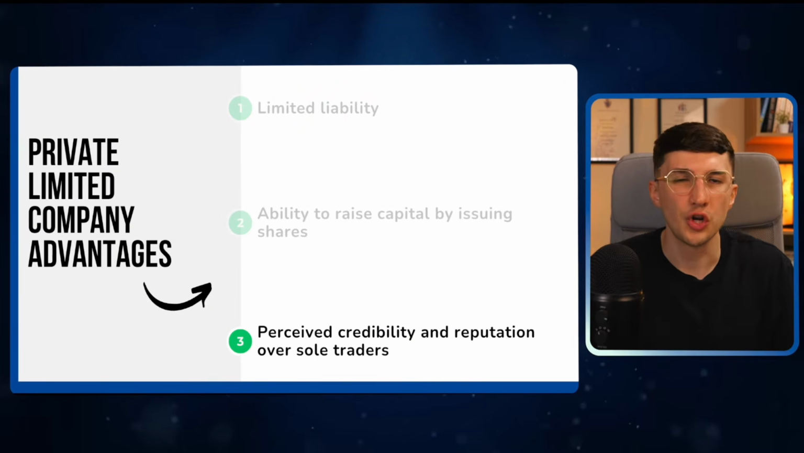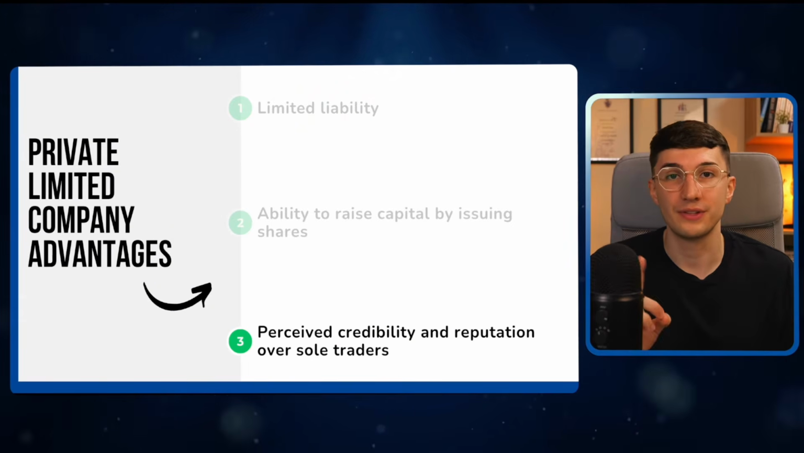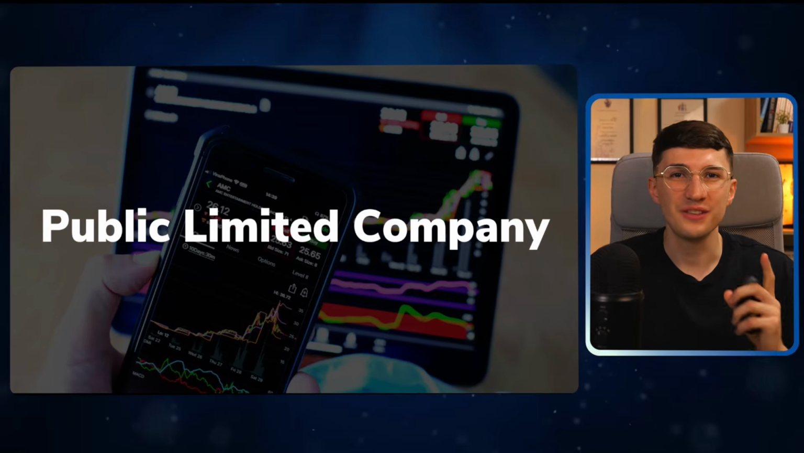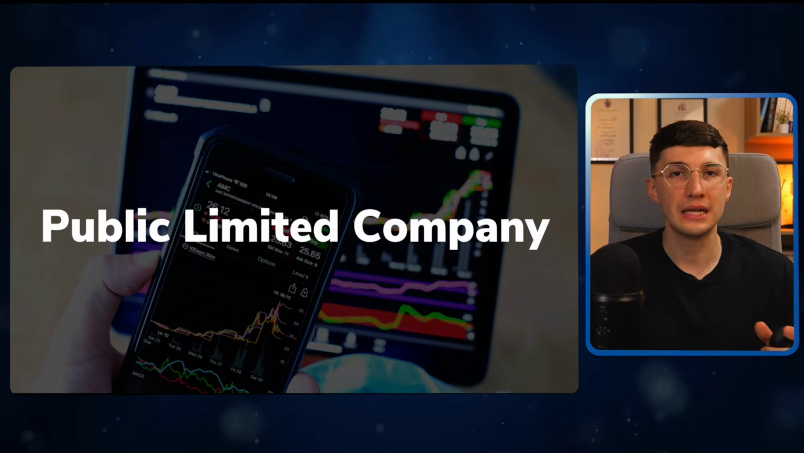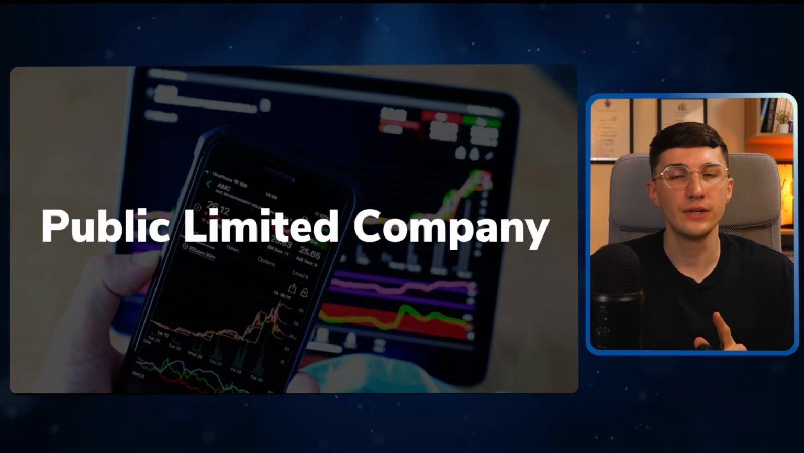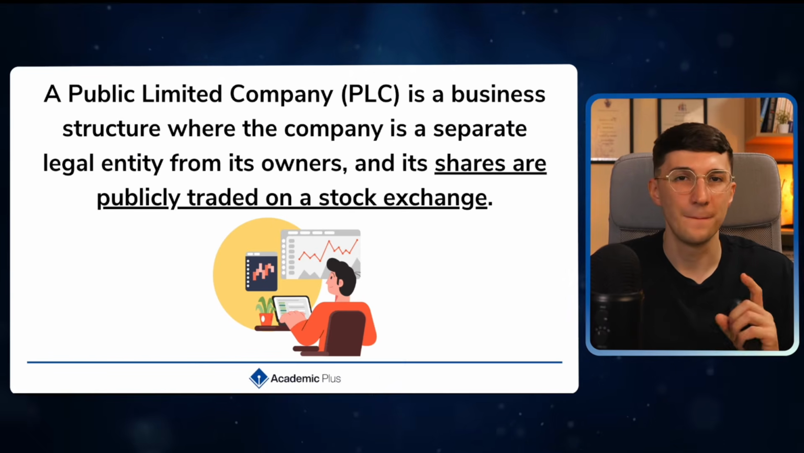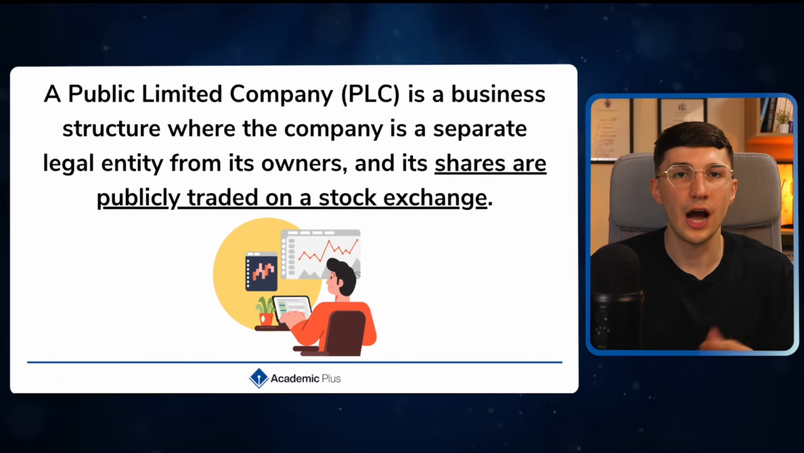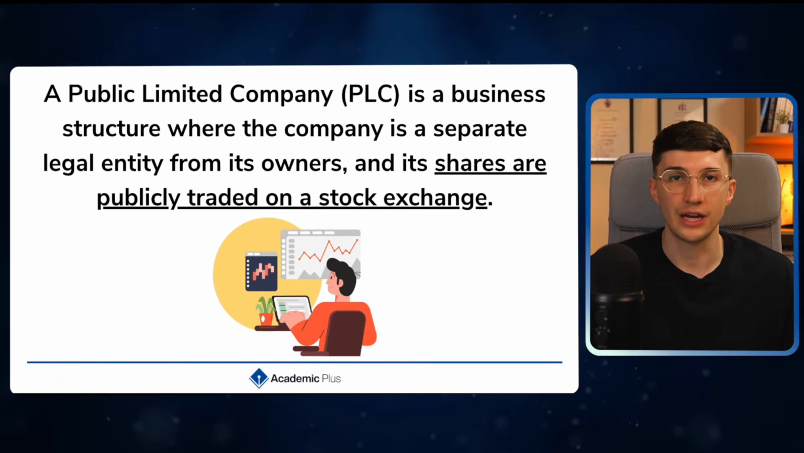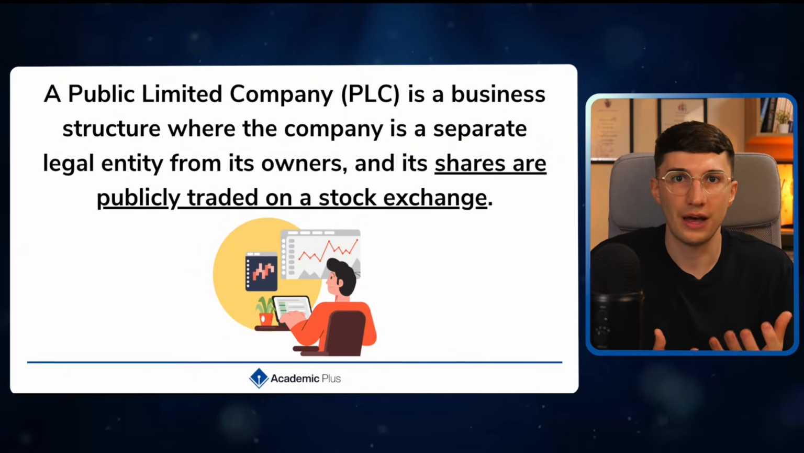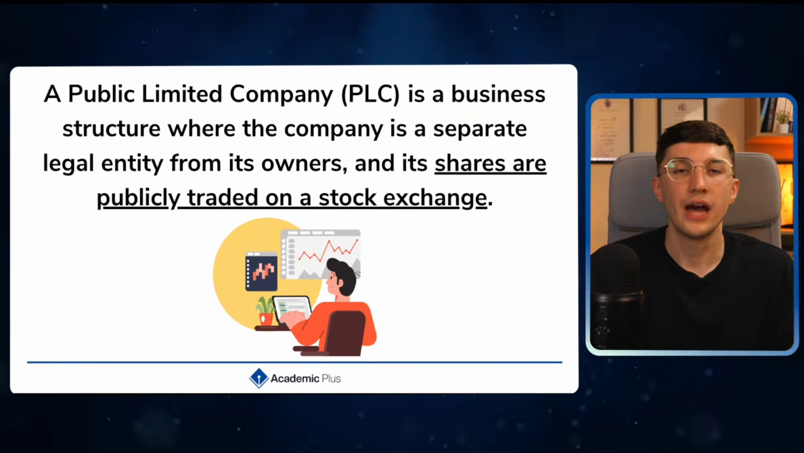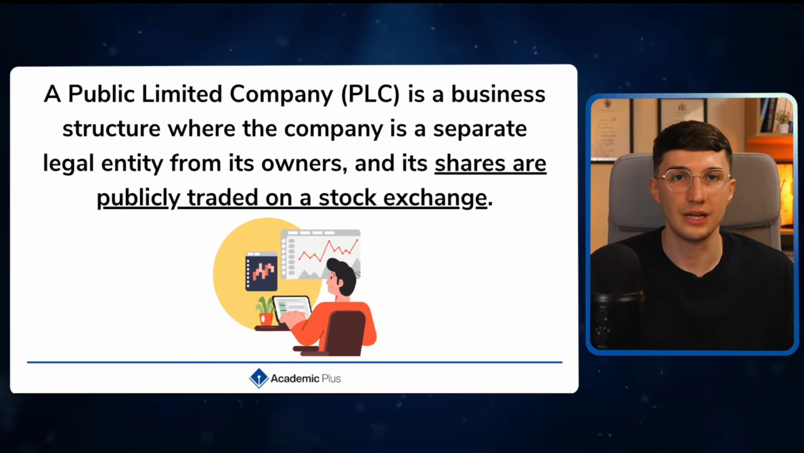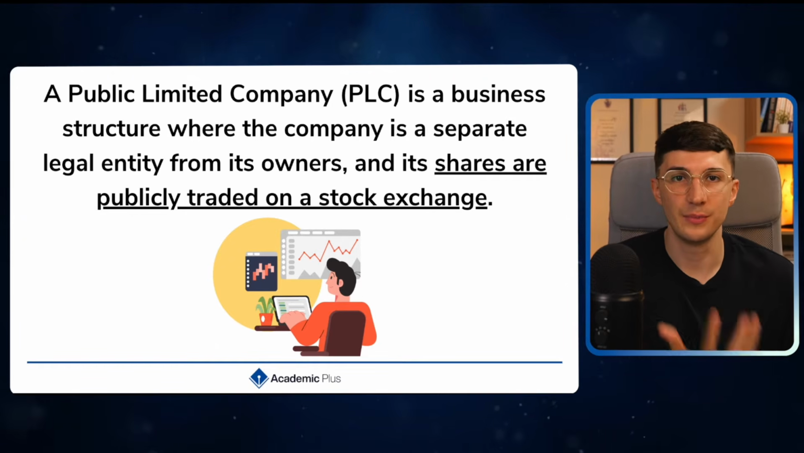And finally, you could argue you have perceived credibility and reputation being a private limited company rather than just a sole trader. The next business form that we'll take a look into will be public limited companies. Very similar in nature to private limited companies, but now the key difference is that they are public, which means that our shares can now be bought and sold on the public stock exchange, which is just a large marketplace to buy and sell shares to one another. And of course, it's still a limited company, which means that the owners and the business are two separate legal entities. So of course, it has limited liability.